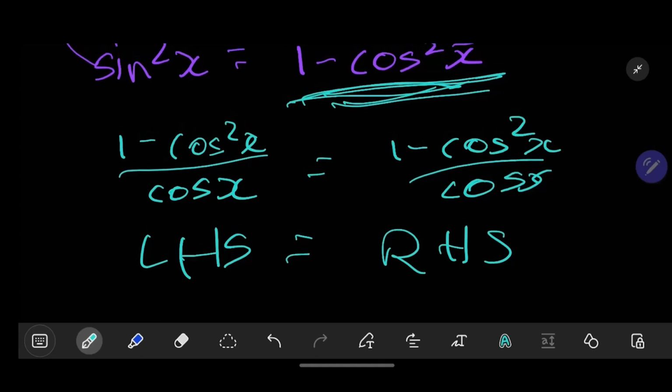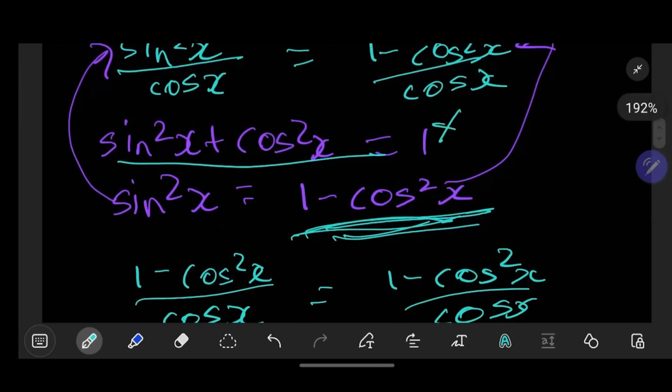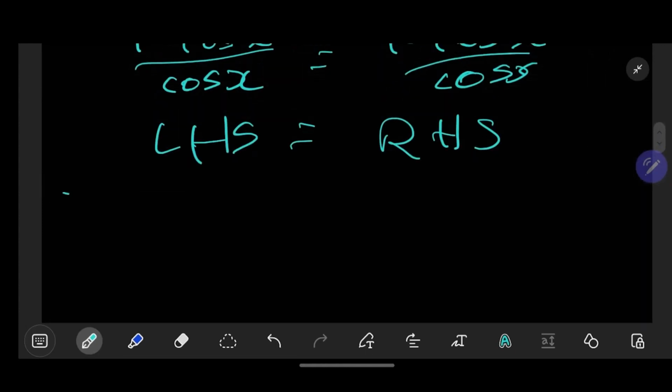So trick again, know your identities. Know your basic identities, because they are the ones that are going to help you a lot when you see these type of questions, these proof type of questions. So let's go ahead and do another one. Let me start this on a new page.